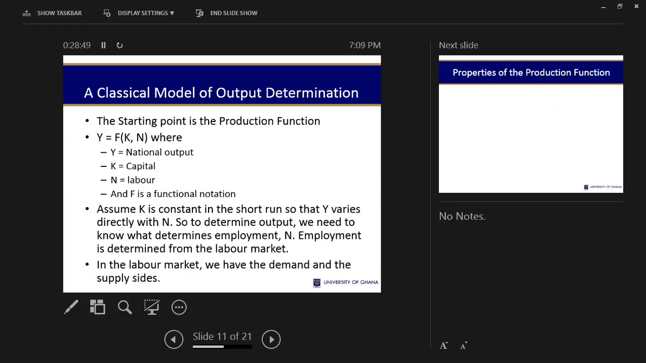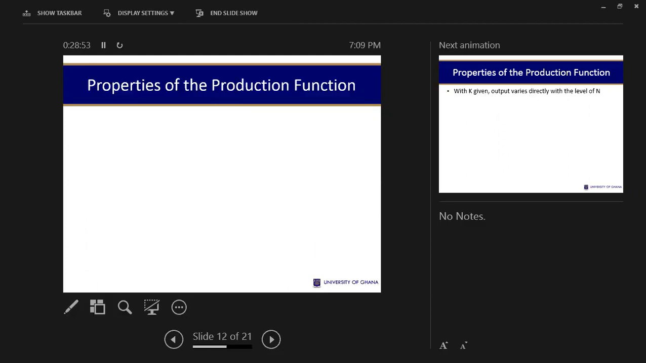So this is what I was talking about. In the labor market, we have both the demand and the supply side. Some few properties of the production function that we'll be using: when K is given, then it means that Y varies directly as N. There's a direct relationship between Y and N.